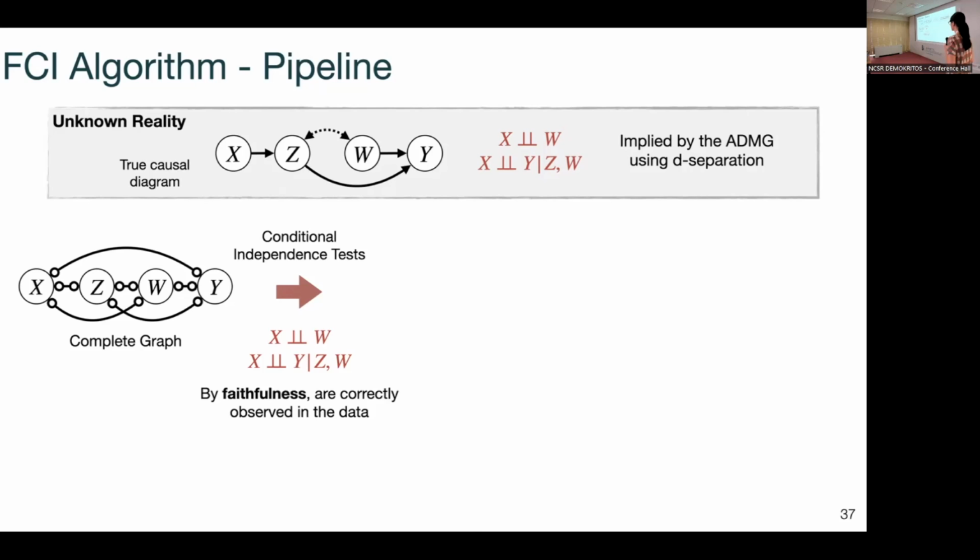But that's how it started. So under faithfulness, we assume that this is actually implied by the true model. And then we start removing the edges between everything that was found independent. So between X and W here, it doesn't matter what the conditioning set is, then I remove the edge. The same for X and Y. Doesn't matter what the conditioning set is, I remove the edge between X and Y.